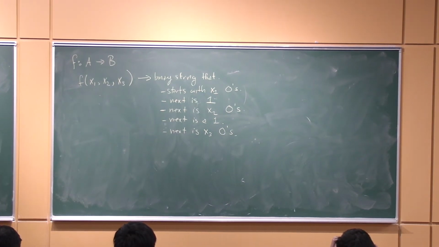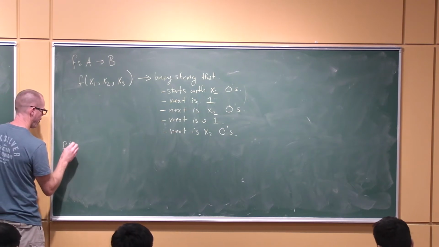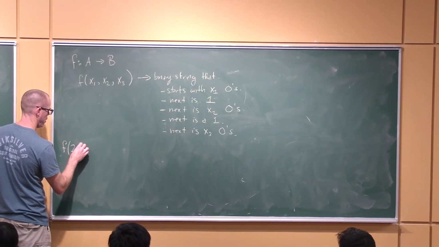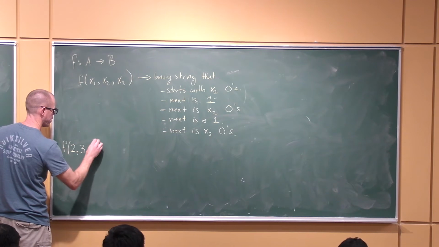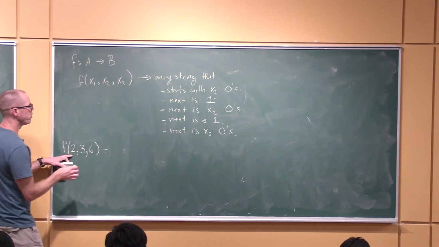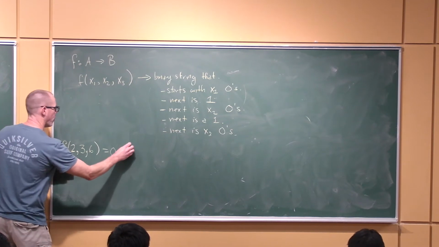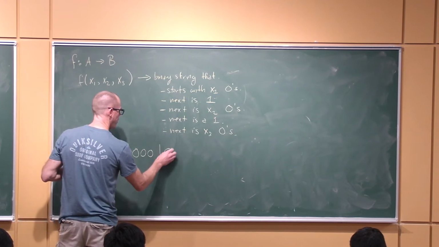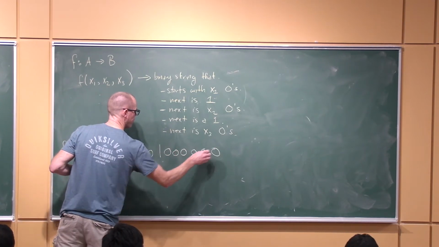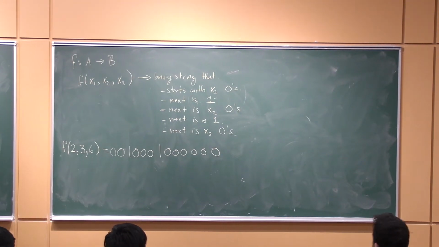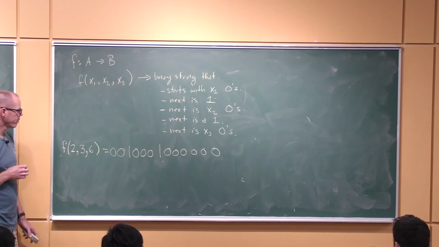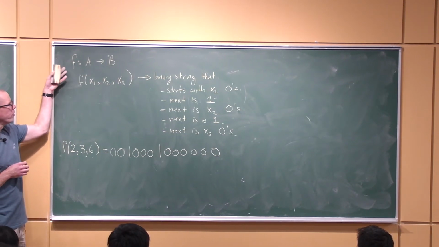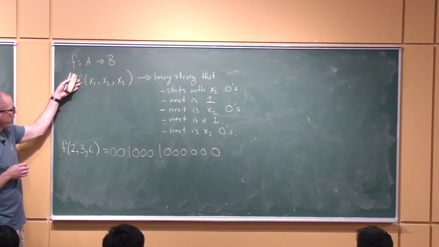So for example, f of (2, 3, 6) starts with 2 zeros, then there's a 1, then there's 3 zeros, then there's a 1, then there's 6 zeros. Okay. So it's clear what this function does. You give it a solution to this equation, and it gives you a binary string.